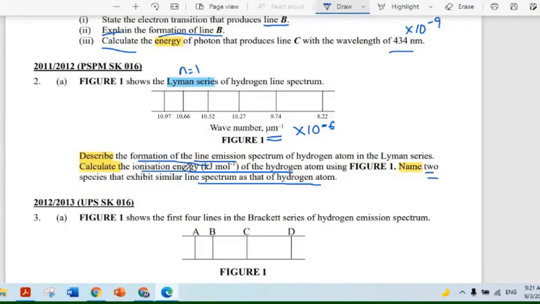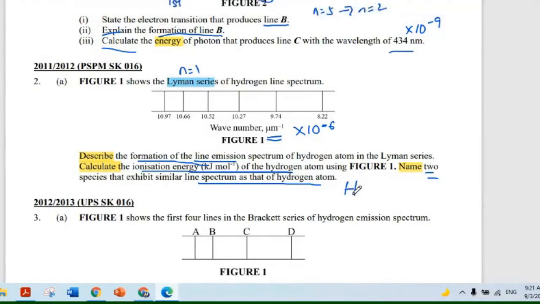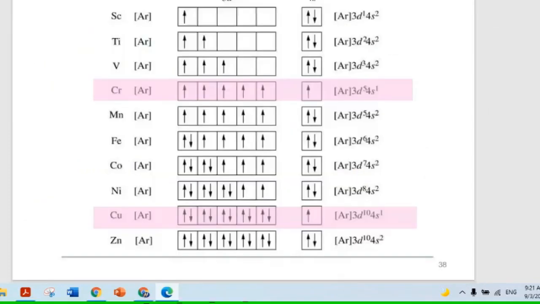Name two species that exhibit line spectrum, hydrogen atom. Hydrogen atom berapa elektron? Harry ataupun Harris? So how many electron for hydrogen atom? Satu, yes. 1 electron.